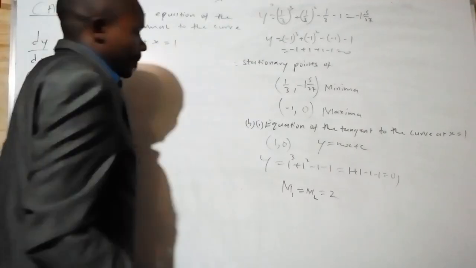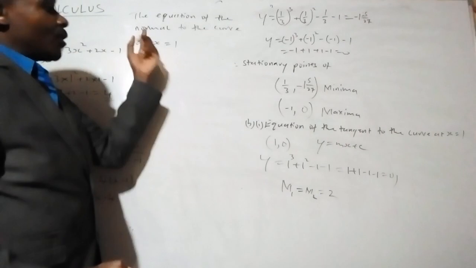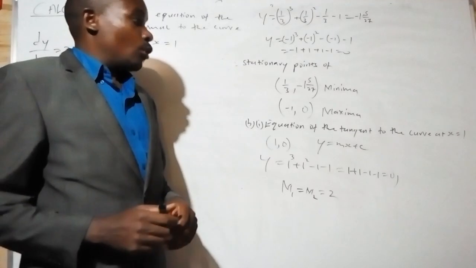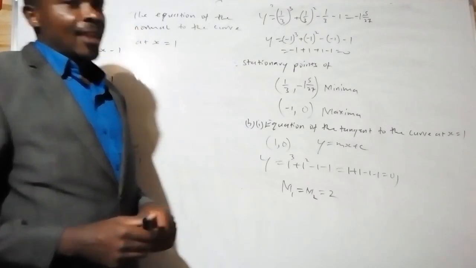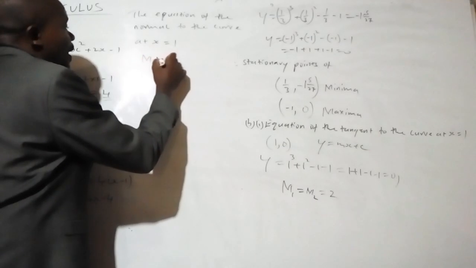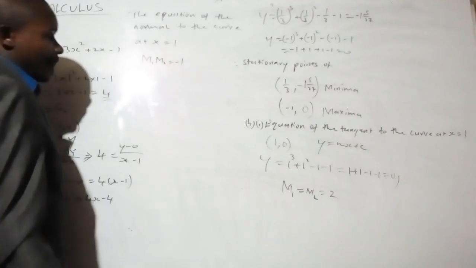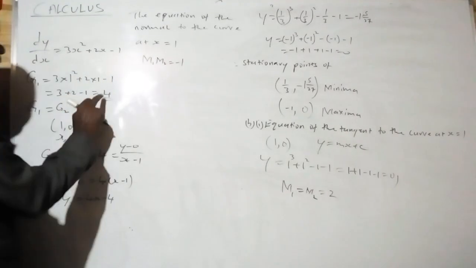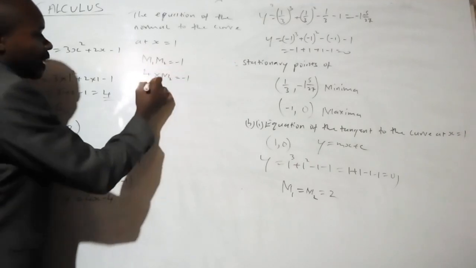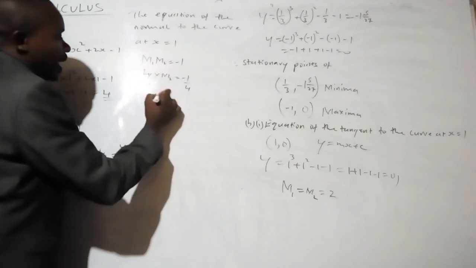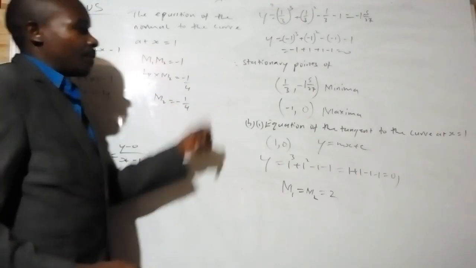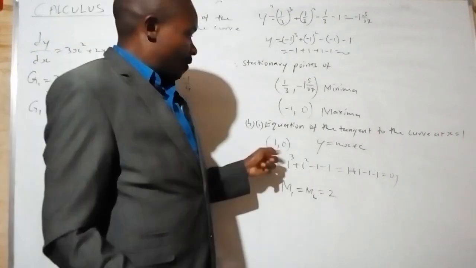What this means, the word normal means that the two lines will meet at perpendicular. They will meet at an angle of 90 degrees. And this way we are going to apply the formula m1 times m2 is equal to negative 1. The gradient m1 is here, 4. You say 4 times m2 is equal to negative 1. Divide by 4 both sides, and m2 is negative 1 over 4. This is the gradient at this coordinate 1, 0.